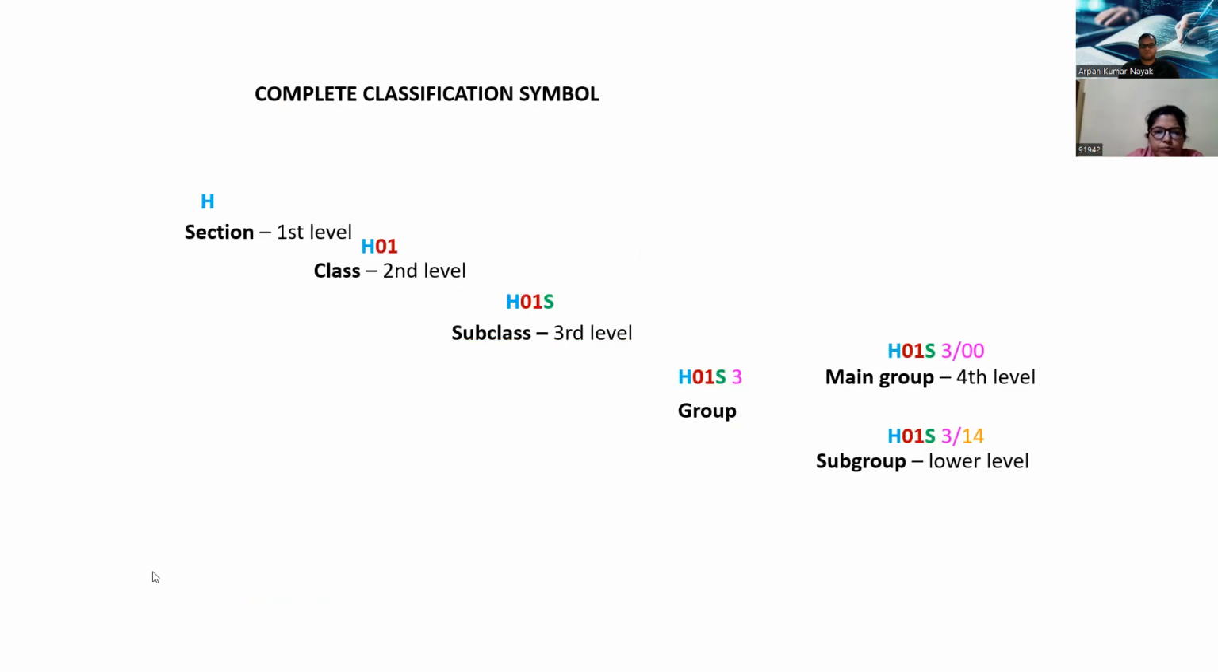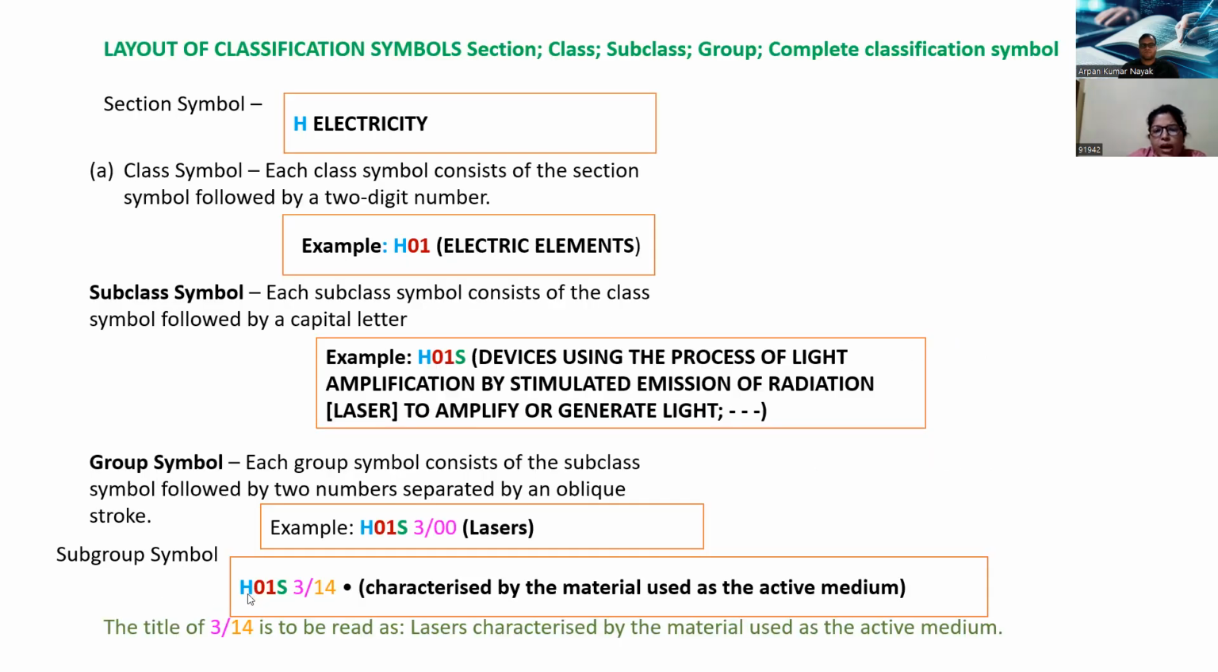And after that, the subgroup symbol. We have this H, which is the section, 01, which is our class, this S is our subclass, and this 3 is our group, and the subgroup is the oblique, what we have written here, 14. So this is characterized by the material used as an active medium. So we are narrowing down to the specific technical area where our invention belongs.